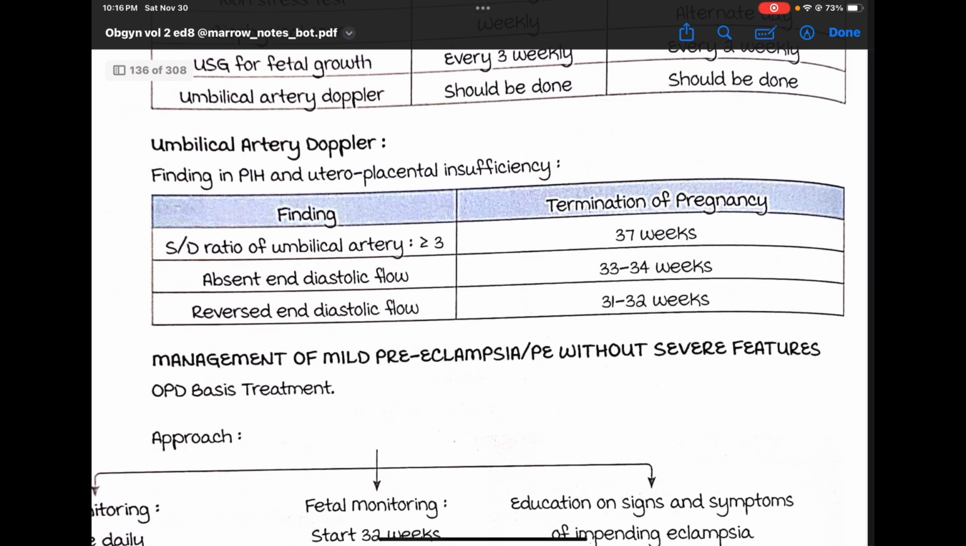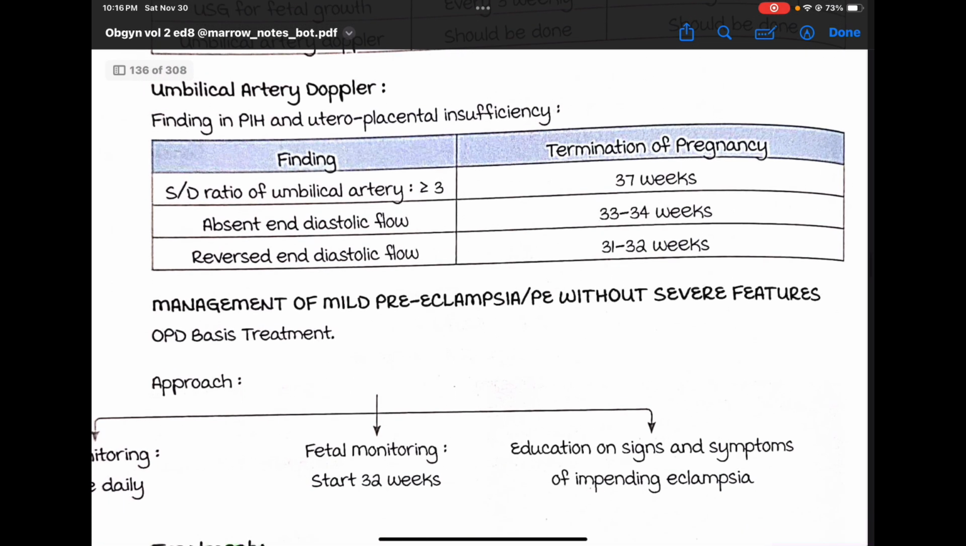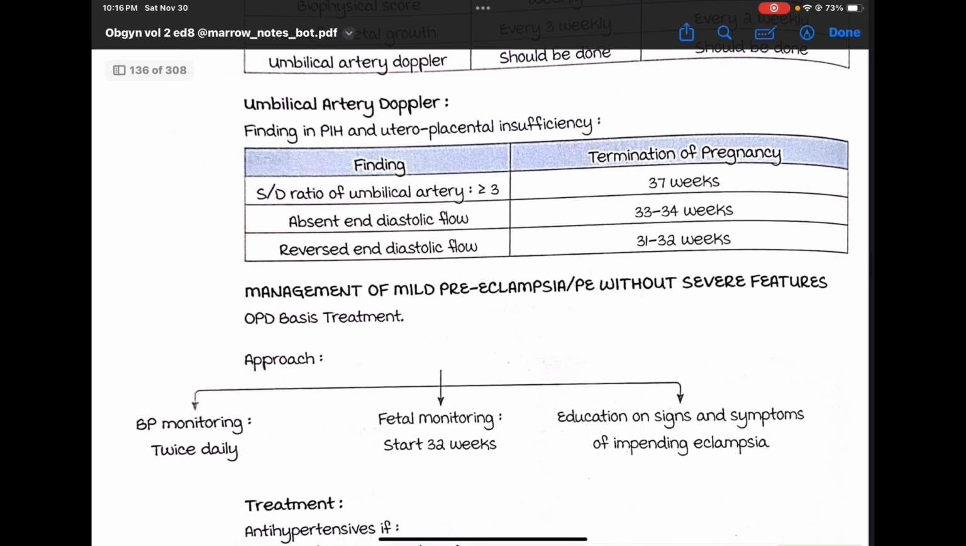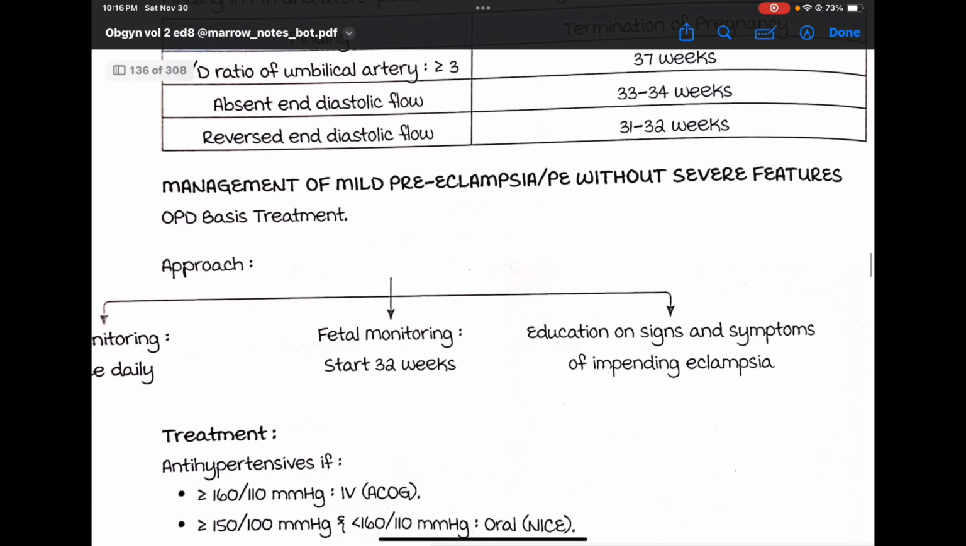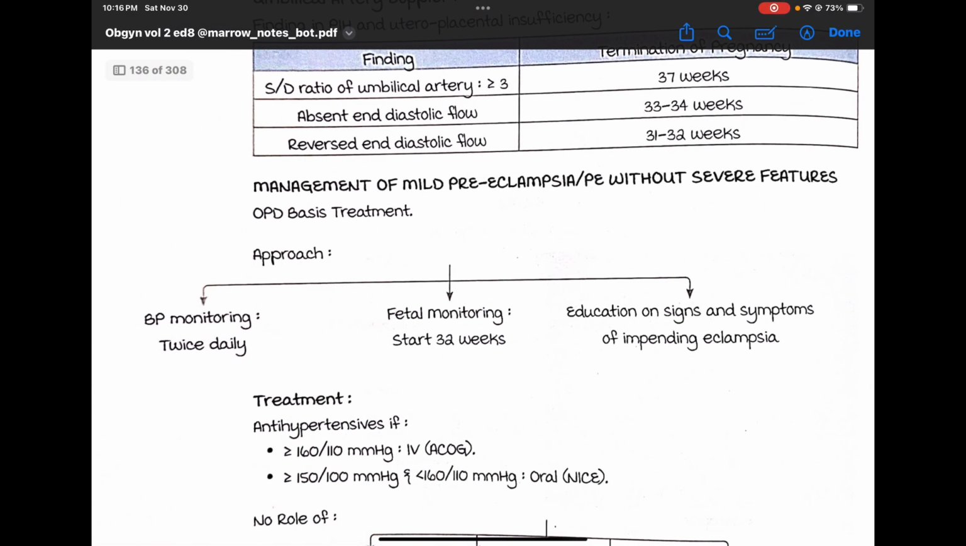Umbilical artery Doppler findings in pregnancy induced hypertension and uteroplacental insufficiency. Finding: S/D ratio of umbilical artery more than or equal to 3, terminate pregnancy at 37 weeks. Absent end diastolic flow, 33 to 34 weeks. Reversed end diastolic flow, 31 to 32 weeks. You have to terminate the pregnancy.